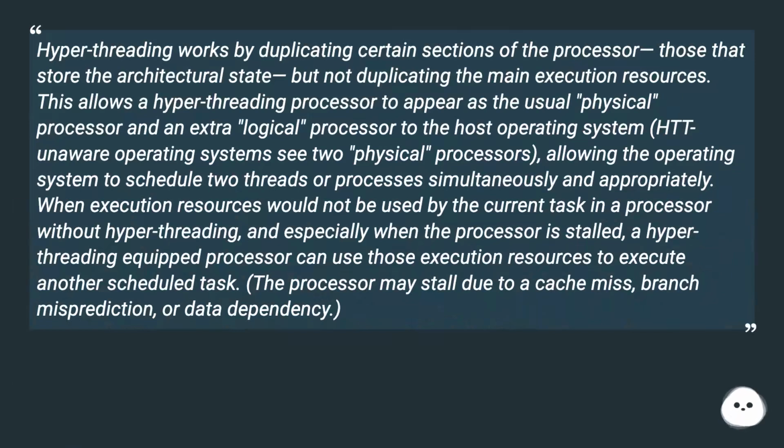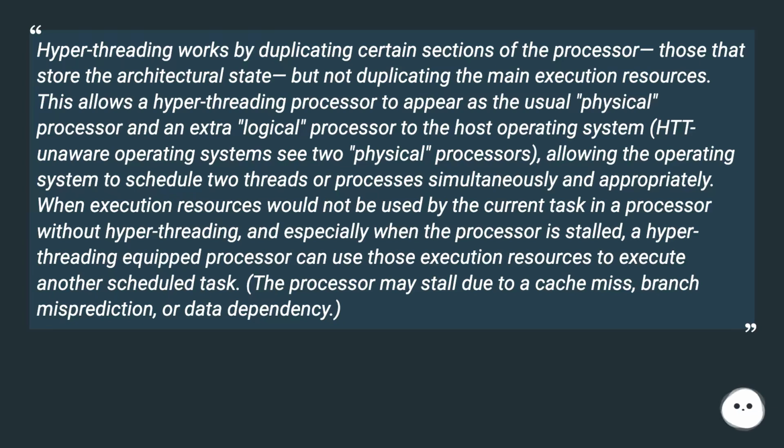From Wikipedia: Hyperthreading works by duplicating certain sections of the processor, those that store the architectural state, but not duplicating the main execution resources. This allows a hyperthreading processor to appear as the usual physical processor and an extra logical processor to the host operating system.